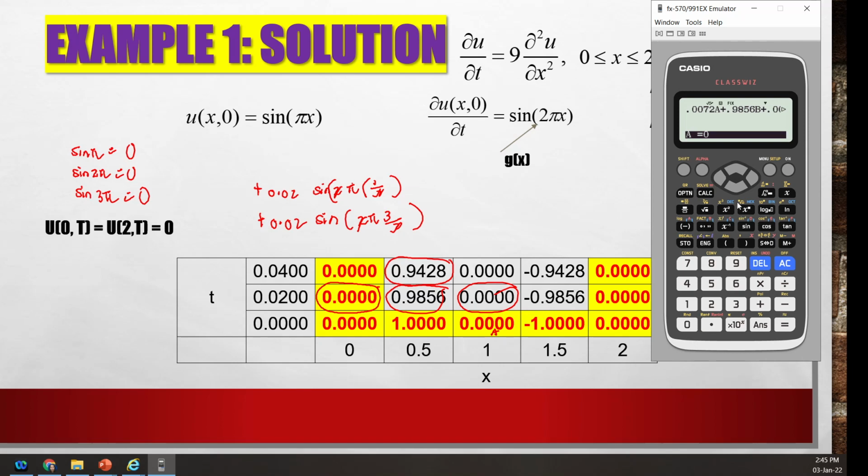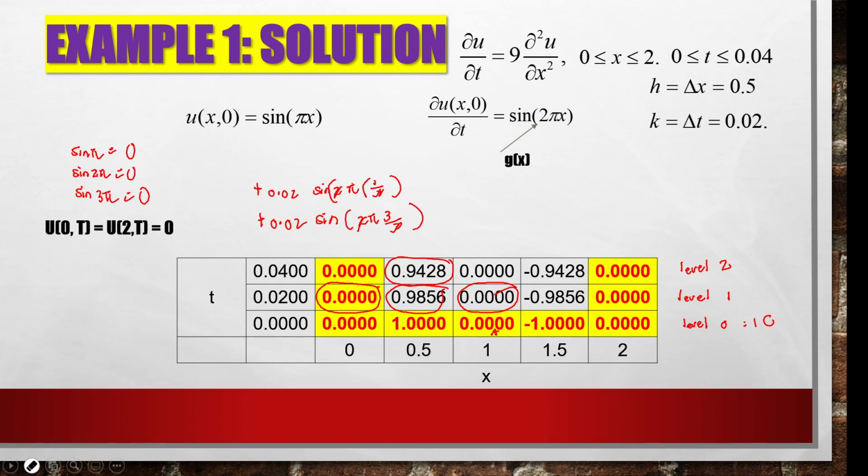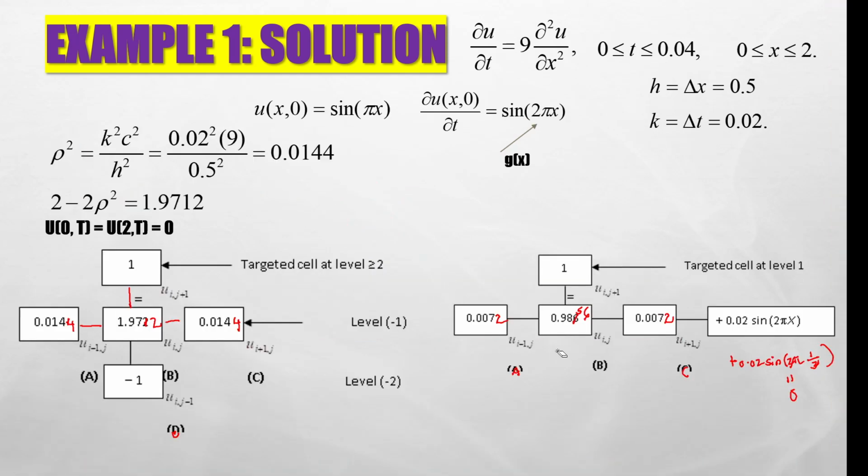Let's say you use A0, B 0.9856, C0, and then x 0.5. You see now you get 0.9714, but the correct answer is 0.9428. So be careful, for the wave equation, this two level scheme is used to calculate level 1 only.